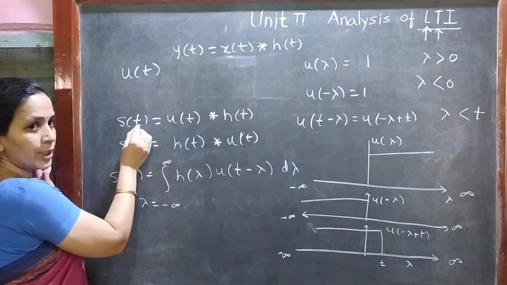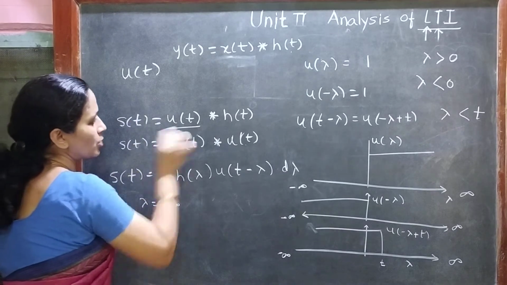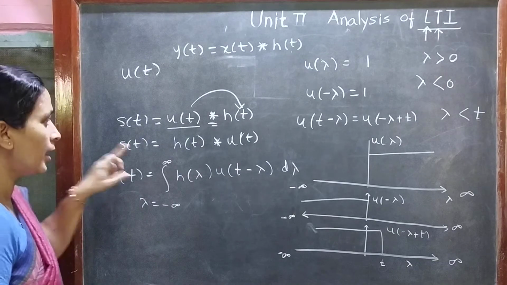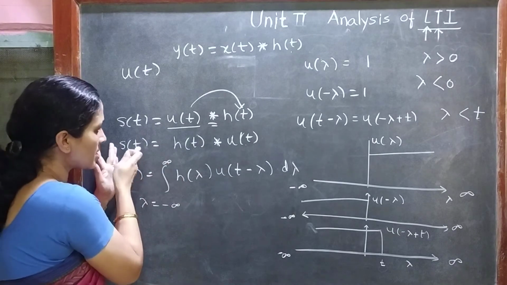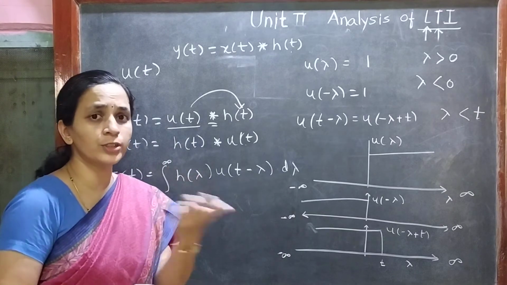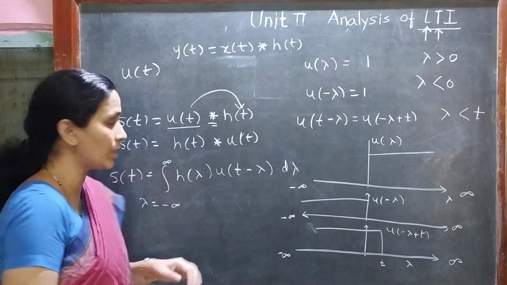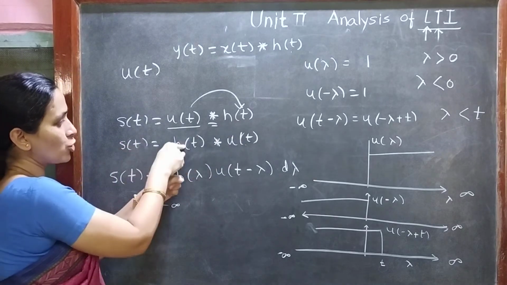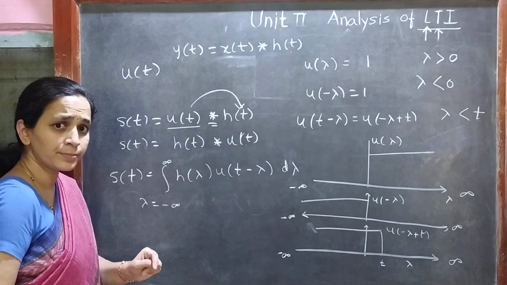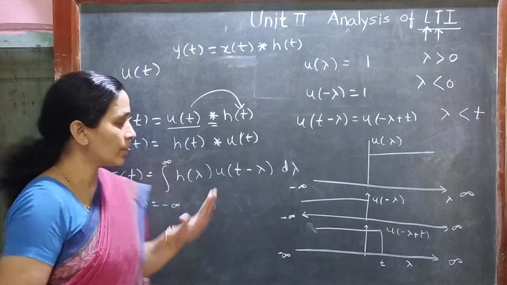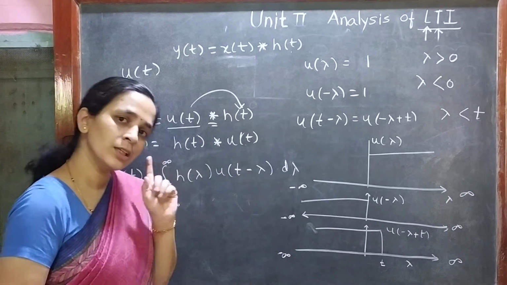So this unit step response s of t is given as u of t convolved with h of t, right? See, we know that convolution follows the commutative law. It is commutative in nature. So I can very well write s of t as h of t convolved with u of t, the other way around, and it is going to give me the same thing, right? Why? Because convolution is commutative.